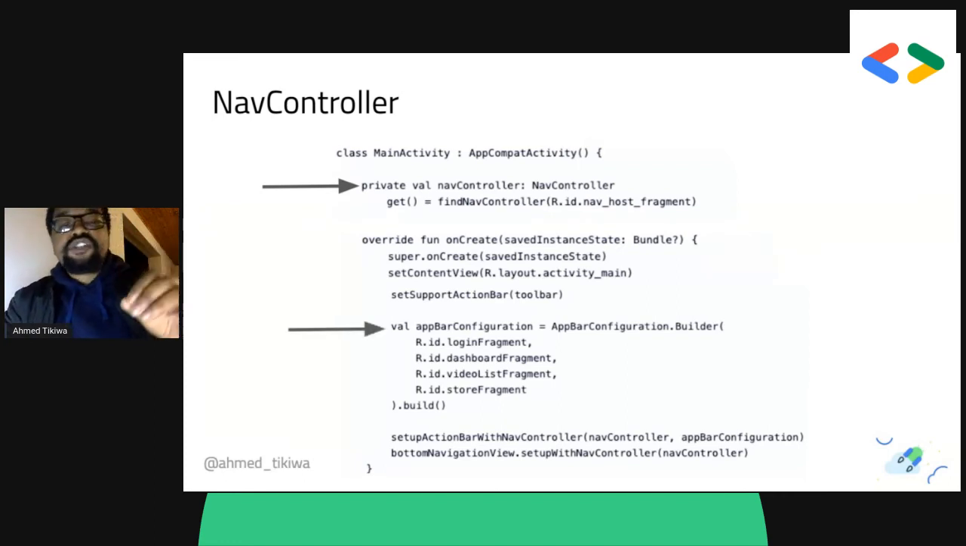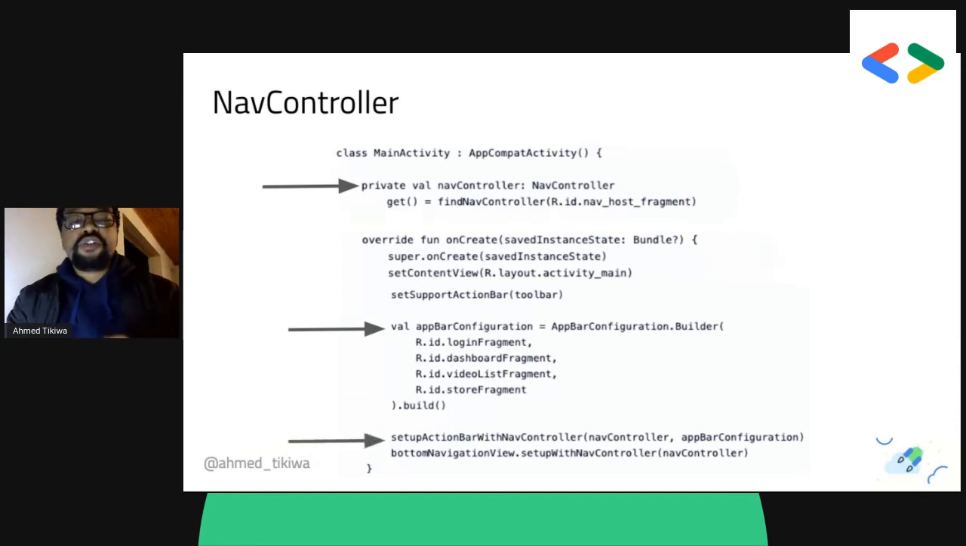And then I've also given it what is called an app bar configuration. What this actually does is that there are certain screens that the navigation will add a back arrow to, and basically assume that this particular screen is not the main screen. So this overrides it. I'm basically telling the nav controller that no, login fragment, dashboard fragment, video list fragment, and store fragment are primary screens. There are no child screens, so I need you to treat them as that. Don't add the back arrow for this. These are actually main screens.